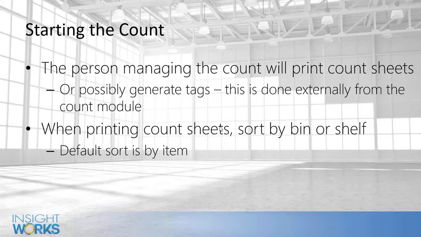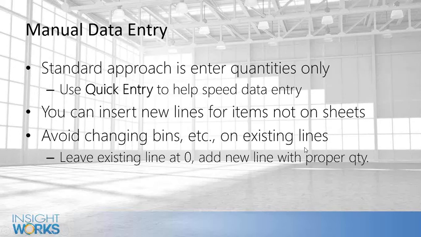And when you do that, you'd also want to manually sort by the bin or the shelf number if you're using those, so that it's not sorted by item by default. So depending on whether you use bin numbers or shelf numbers, you may want to adjust that sort order when you actually print that count sheet. I'll show you how that works in a second.